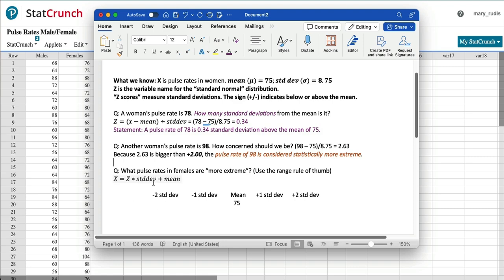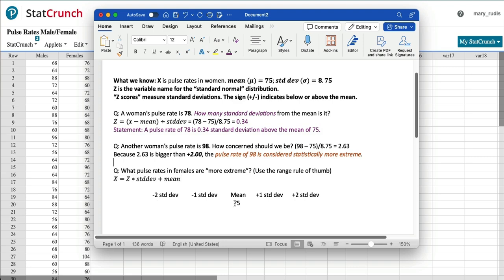So the way you calculate those values is you have to keep adding standard deviations. And our standard deviation value is 8.75. So if you know your value of z, if you know what your z-score is, you can get your pulse rate by taking your z-score, multiplying it by the 8.75 standard deviation, and then adding your mean of 75 to that, and that will give you your pulse rate for a specific z-score.